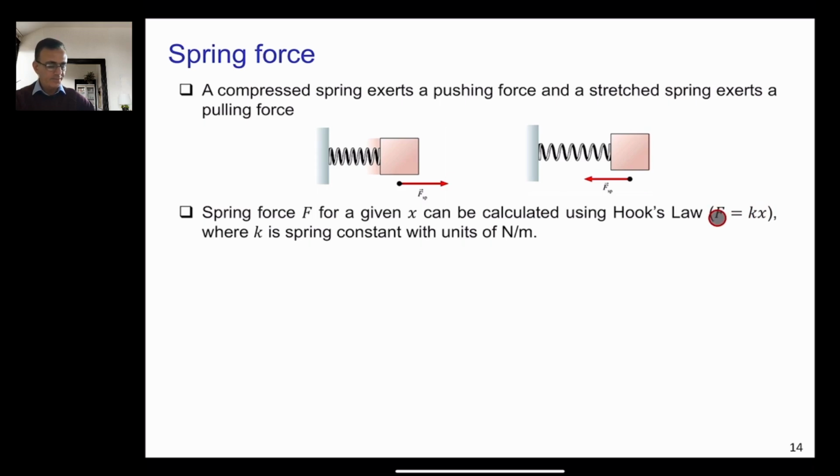F is the force of the spring, k is the spring constant, and x is the stretch or compression in the spring. So if you know the spring constant and the stretch or compression in the spring, you can calculate the spring force using this equation, F is equal to kx. The k is what we call the spring constant, and the unit of the spring constant is Newton per meter, which you can calculate from this equation here.